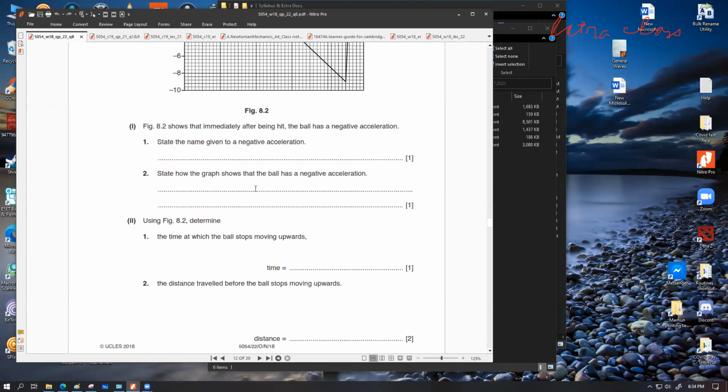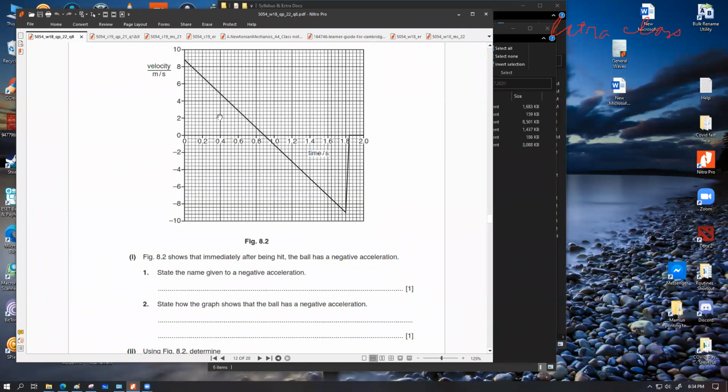Okay, so then we have number 2: state how the graph shows that the ball has a negative acceleration. This is by the gradient property. Next, using figure 8.2, determine the time at which the ball stops moving upwards. That will be the area under the top triangle. This triangle is the distance moved before the ball comes to a stop, or this is actually the highest point of the ball.